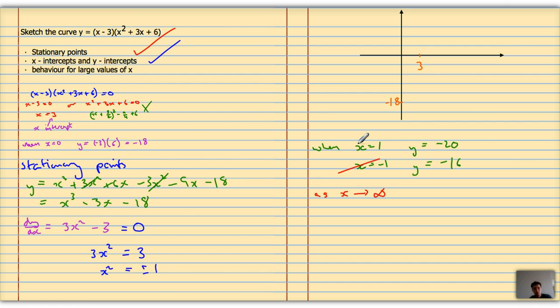Well, if we look at our function here, when x gets really big, the dominant term is this x cubed term, okay? And that's positive. So as x gets bigger and bigger, this x cubed term is going to dominate, and y is going to get bigger and bigger. So as x tends to infinity, y tends to infinity.